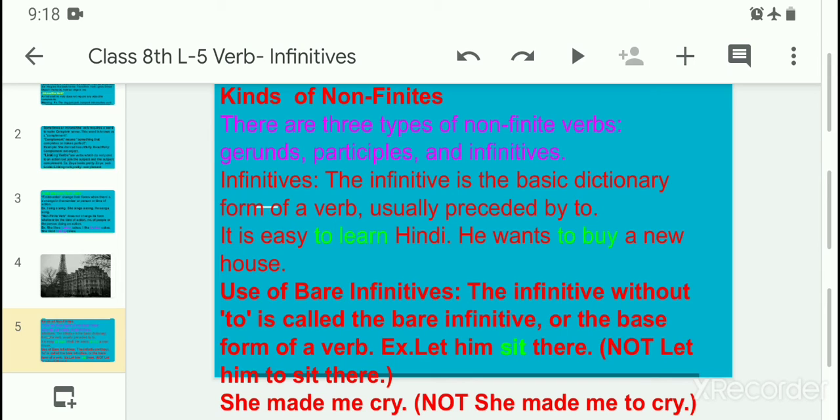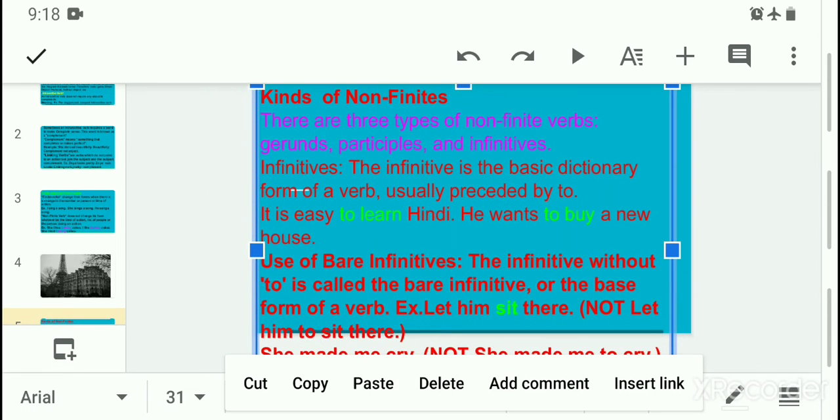For example, it is easy to learn Hindi. To learn is the infinitive verb. He wants to buy a new house. To buy is our infinitive here. The rule of the infinitive is to plus verb, okay? So he wants to buy a new house. To buy is the infinitive.